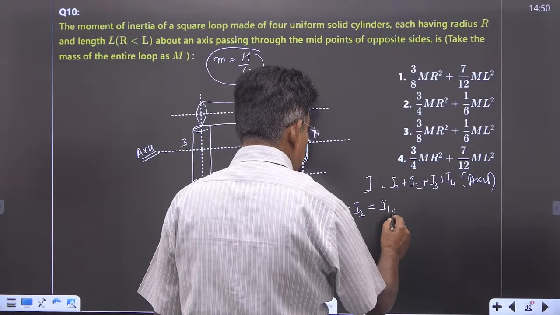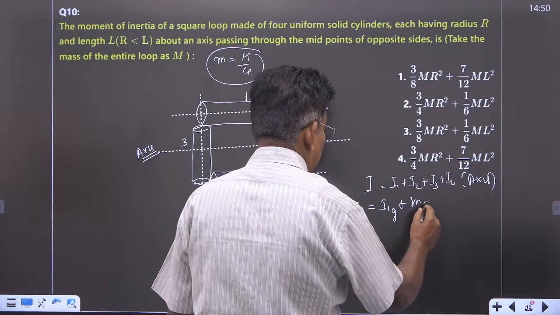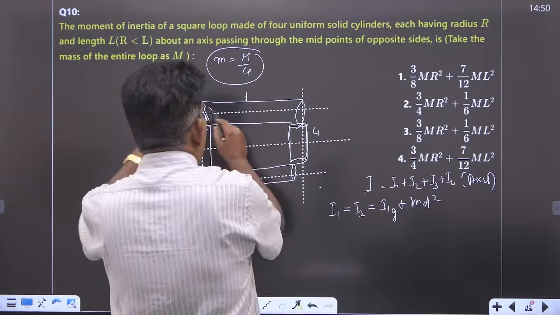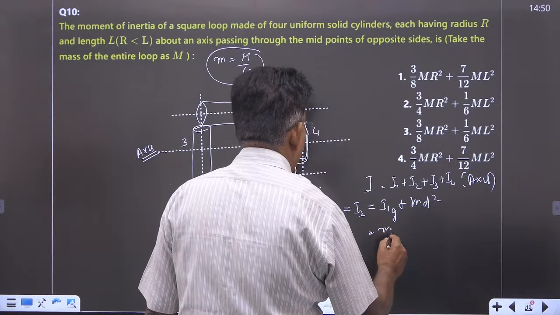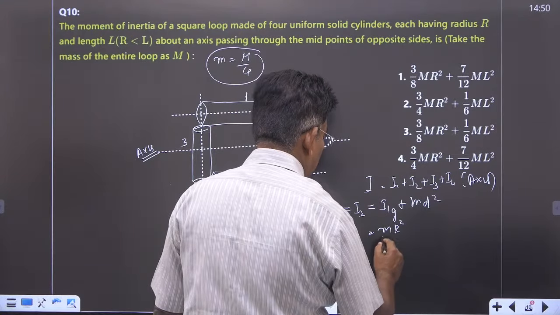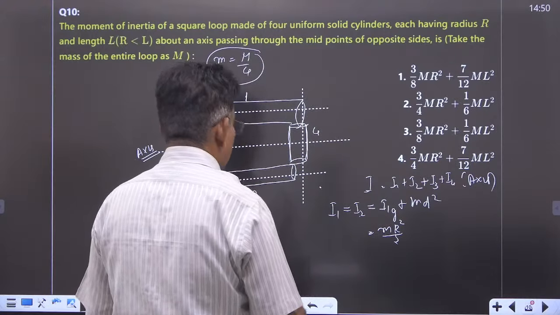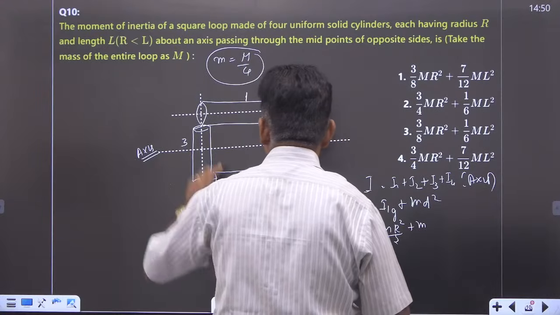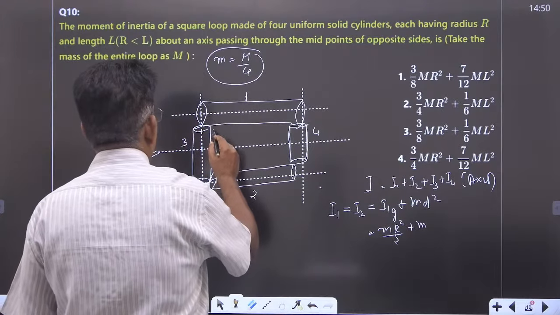So this is I1G plus MD squared. I1G is the moment of inertia of the disk about its own axis. What is that? That is M capital R squared by 2. This rod about this axis, m l squared by 2. Then plus M, D is what? How much? It is given in the diagram. No, it's not given. You have to make it out.